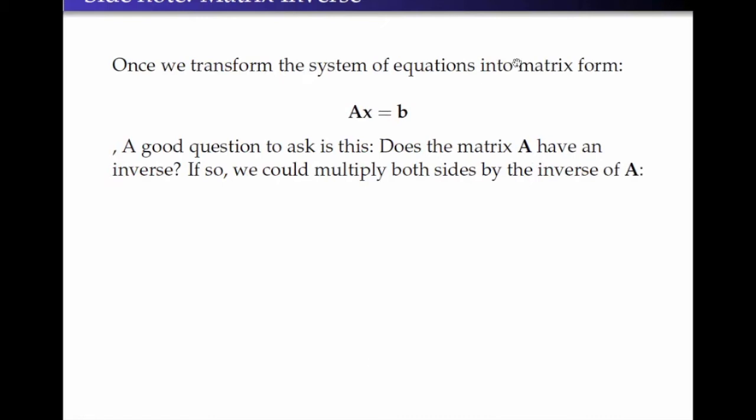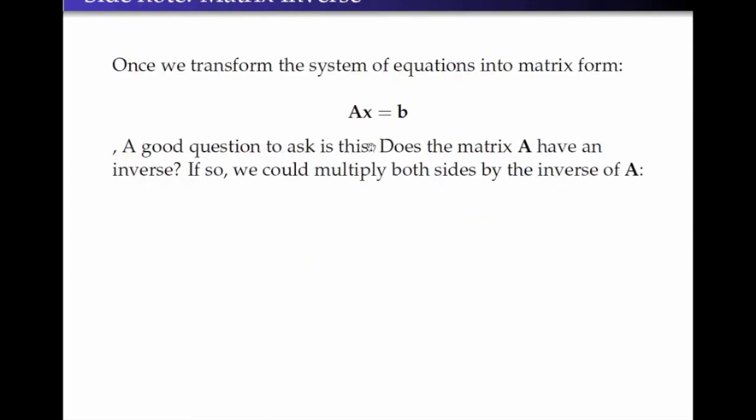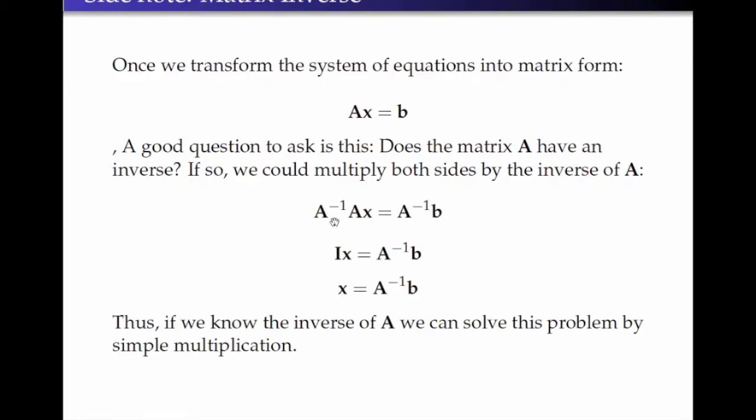So once we transform the system into matrix form, AX equals B, here's my A, here's my X, the vector of unknowns, and here's my B, my right-hand side. A good question to ask would be, does the matrix A have an inverse? Because one of the reasons an inverse might come in handy is that we can multiply both sides of this equation by the inverse of A. So if A even has an inverse, we never can just go multiplying by inverses. We must first show that a matrix has an inverse. But if I can show that, then I can multiply both sides of this equation by A inverse.